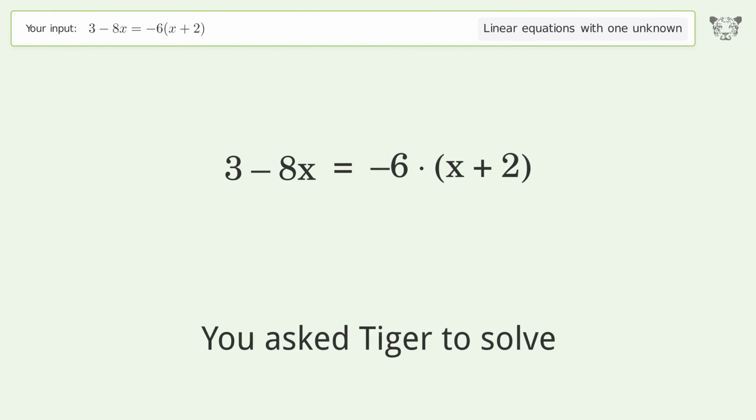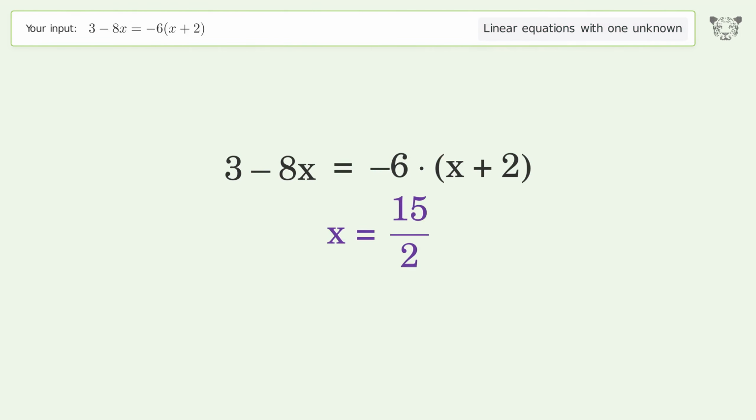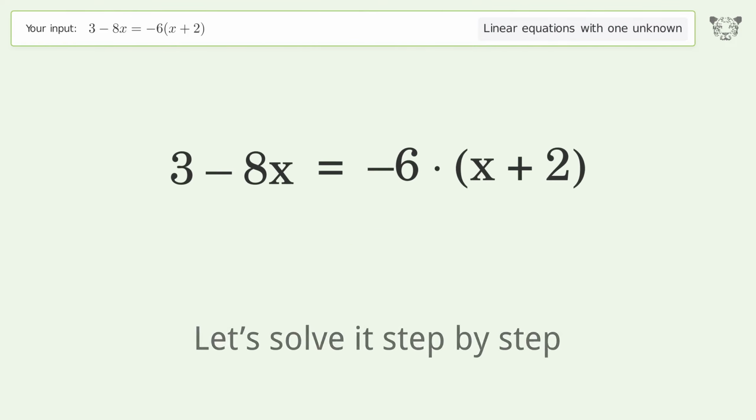You ask Tiger to solve this. It deals with linear equations with one unknown. The final result is x equals 15/2. Let's solve it step by step.